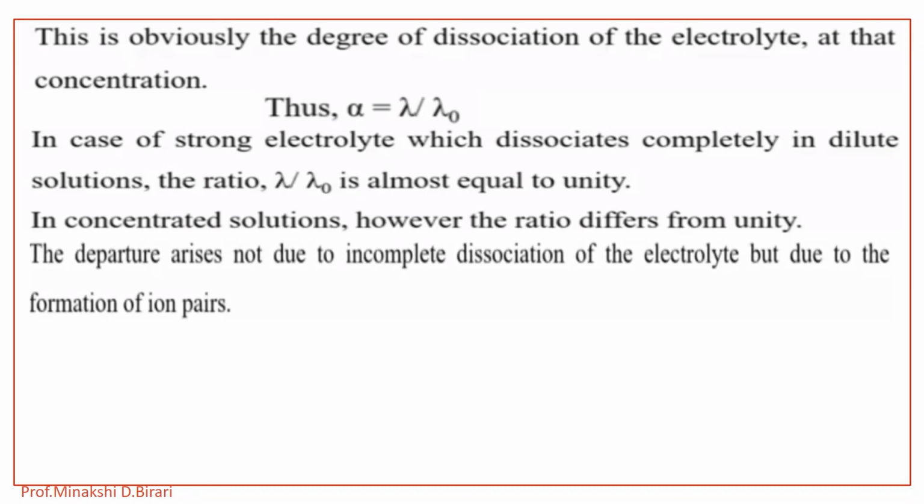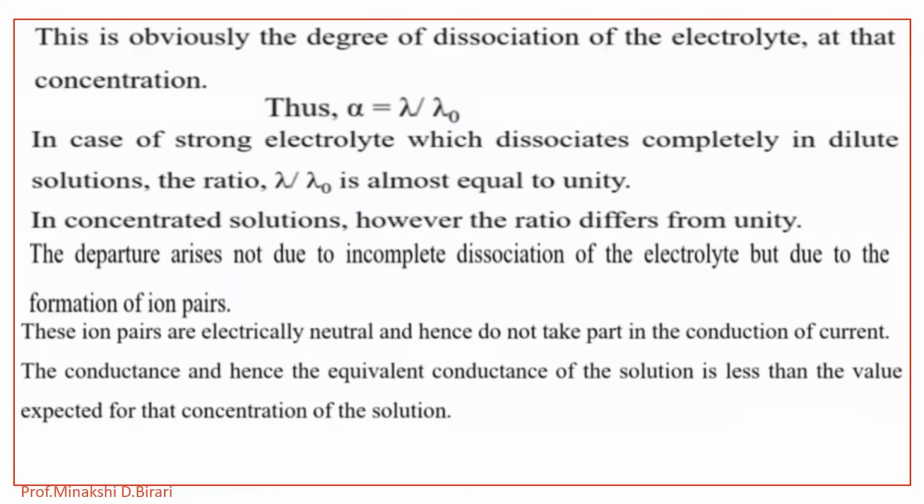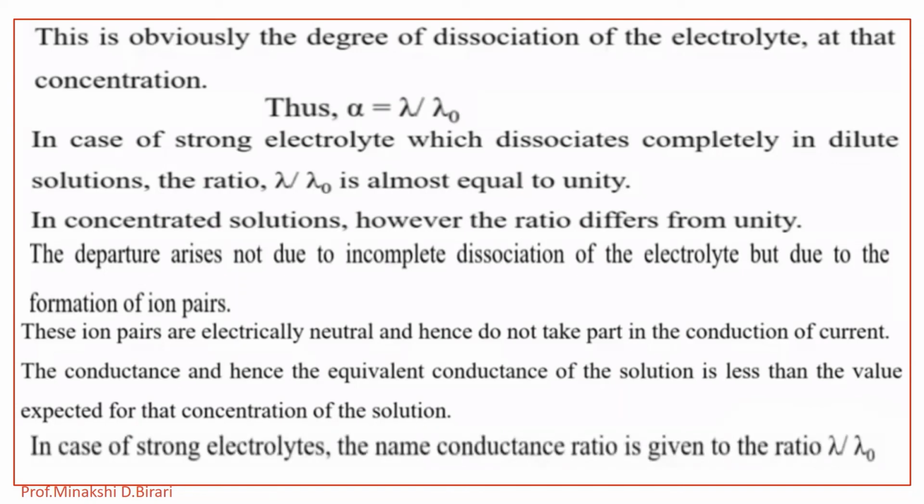The departure arises not due to incomplete dissociation of the electrolyte but due to the formation of ion pairs. These ion pairs are electrically neutral and hence do not take part in the conduction of current. The conductance and hence the equivalent conductance of the solution is less than the value expected for that concentration of the solution. In case of strong electrolytes, the name conductance ratio is given to the ratio of lambda upon lambda 0.